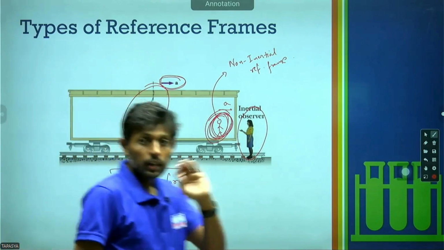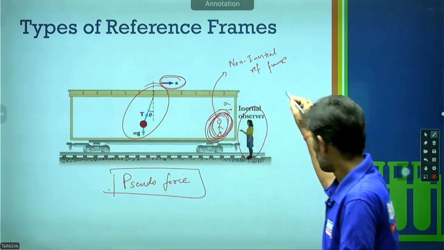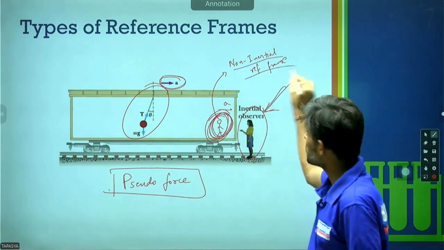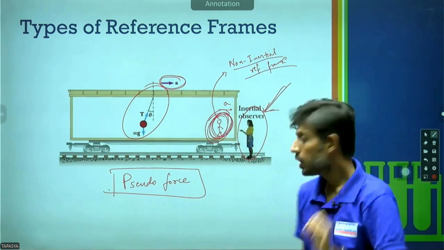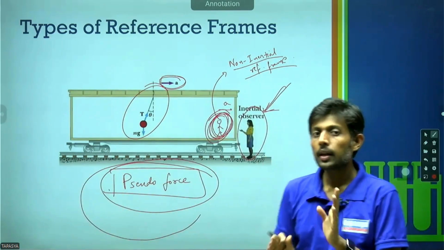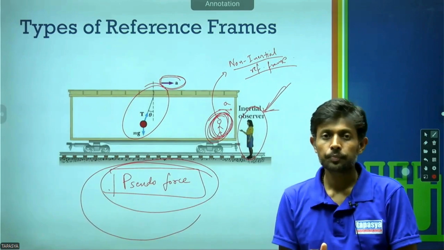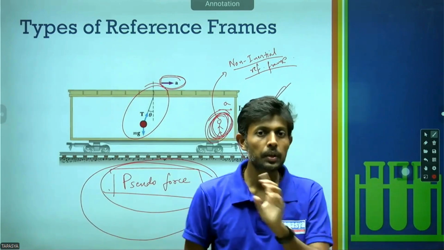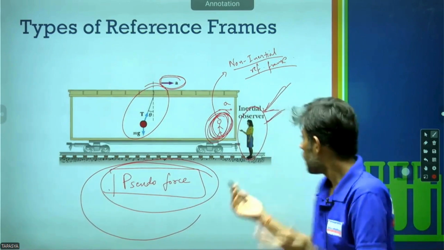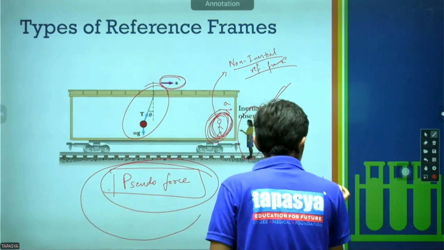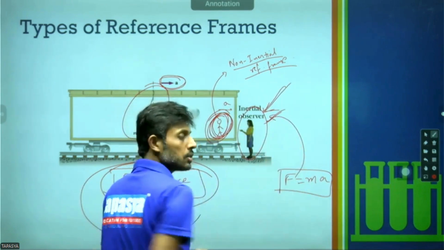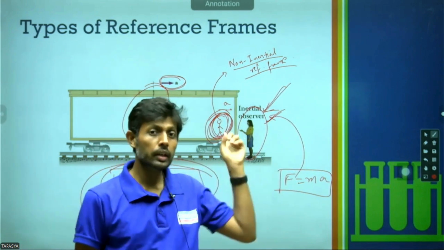All the laws that you're going to study will be valid only for the inertial frame of reference. You cannot apply Newton's laws in non-inertial frames of reference unless you account for something called the pseudo force. Just remember this part, okay? All the laws that you are going to study in classical mechanics would be for the inertial observer or inertial frames of reference. All those laws would be valid there only. Laws like force equals mass into acceleration, Newton's second law. You've already seen this. Valid where? Valid only for the inertial observer, not for the non-inertial observer.